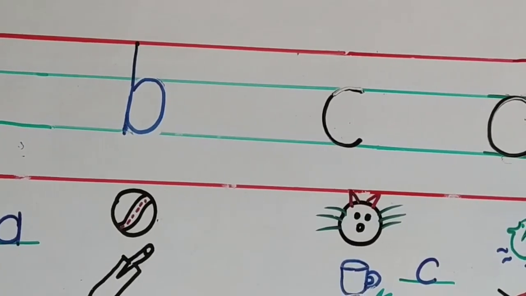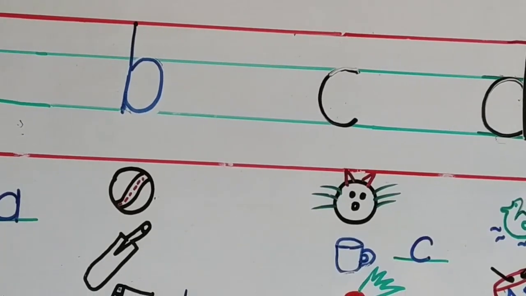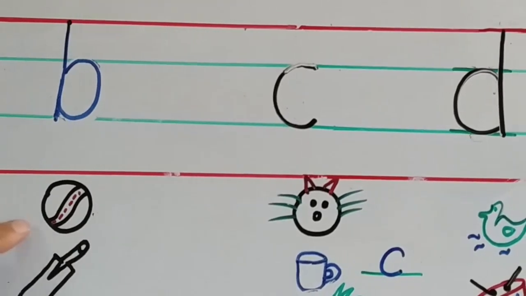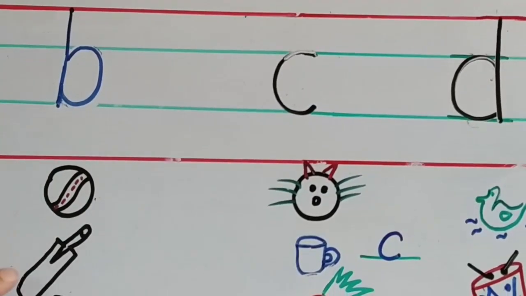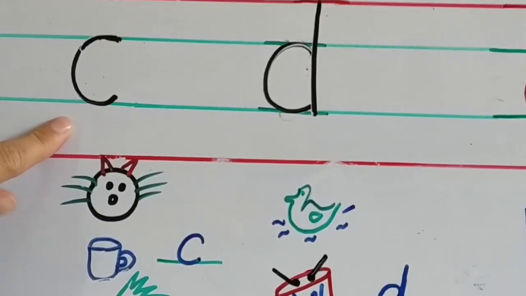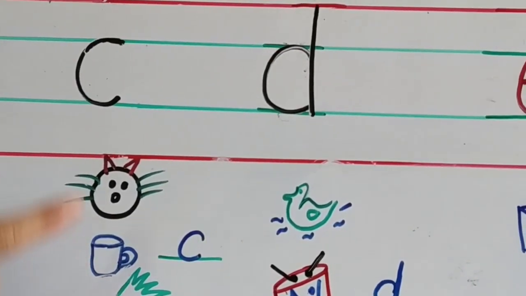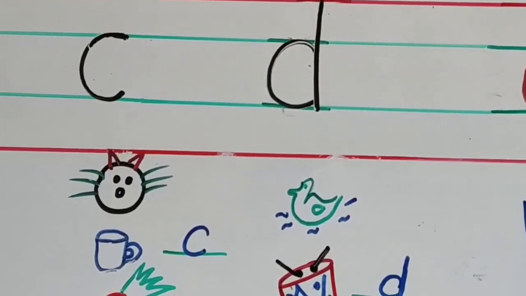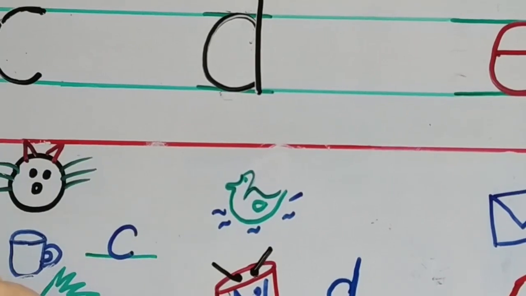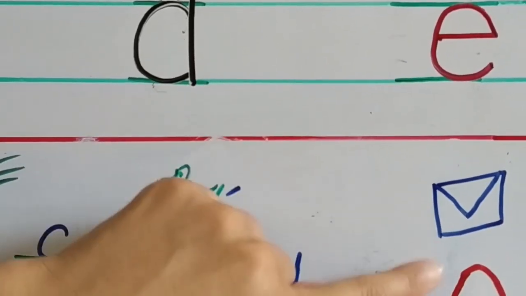A, A, apple. A, A, arrow. A, A, ant. B, B, ball. B, B, bat. B, B, book. C, K, cat. C, K, cup. C, K, carrot. D, D, duck. D, D, drum. E, A, envelope. E, A, egg.